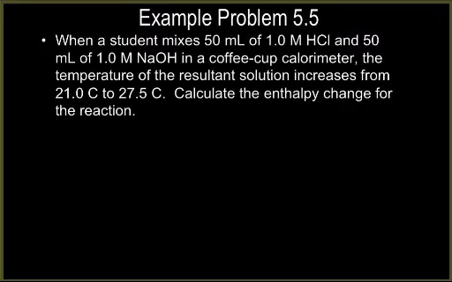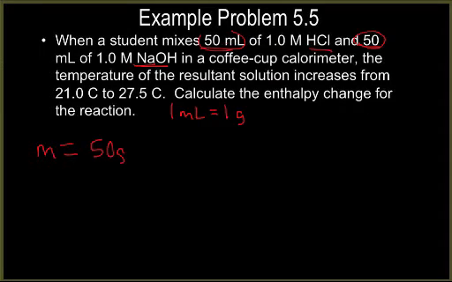So this time, when we decide what our mass is, we have to take into account that we're mixing these two things together. So we have 50 milliliters, and like we've talked about in class, 1 milliliter is about equal to 1 gram at room temperature of water, and we can use water in this case because these are aqueous solutions. So we have 50 grams of HCl and 50 grams of NaOH. So this would give me 100 grams of the substance that I'm reacting here.